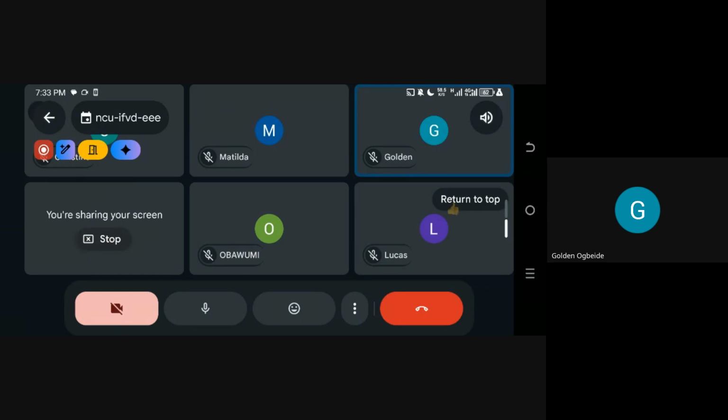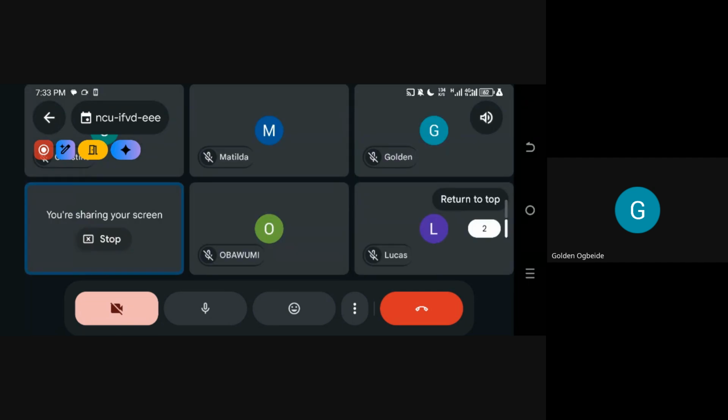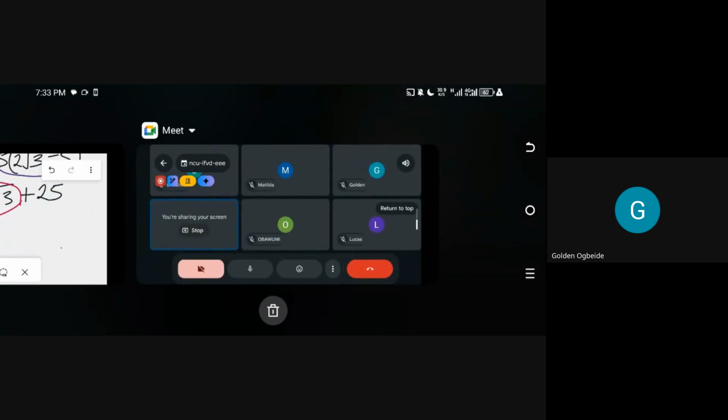Does everyone okay, that's just one person. Who else? Does everybody agree to that? Christine, do you agree to that, minus 20 root 3? Matilda. Okay, Lucas, I see you. Okay, Christine agrees. Matilda, okay. Everyone agrees.